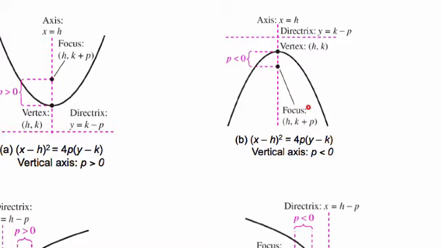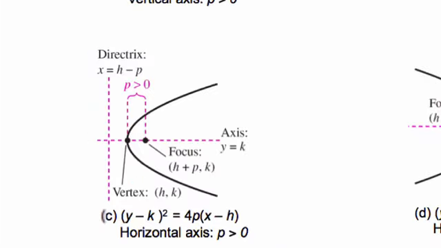So we're still adding p to our k value, or to our y value, that is, which happens to be k, but it's adding a negative value in this case. And then same thing for our directrix. It's going to be k minus p, but we're going to be subtracting a negative p value. And again, this is specific for p's that are negative. Down below here, we've got x equals h minus p for our directrix, because in this case we're dealing with a horizontal axis. So we've got our vertex here at (h, k), and then the focus is to the right, so it's going to have a positive p value.